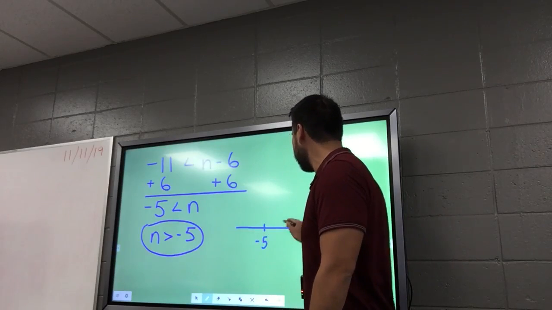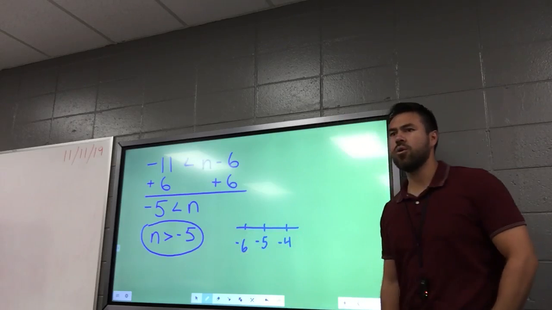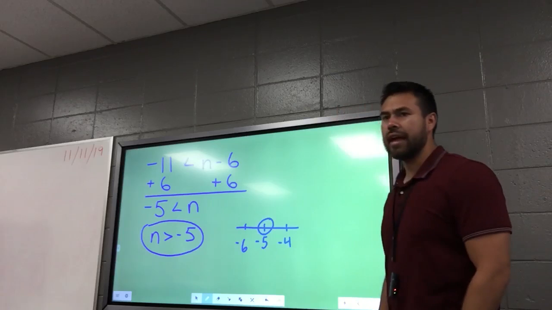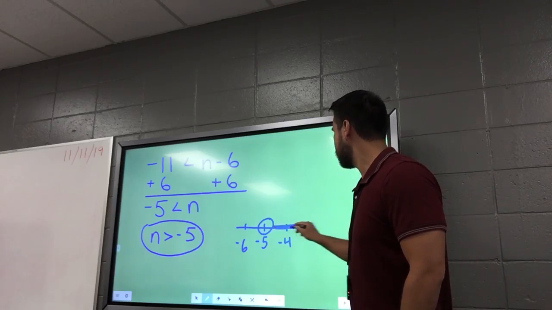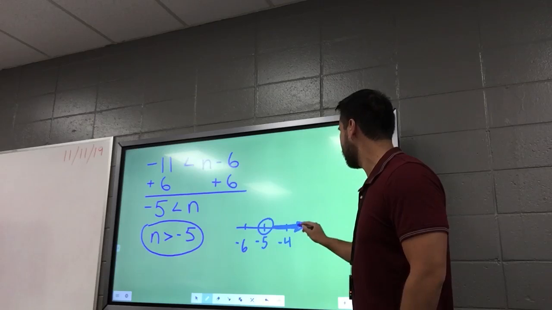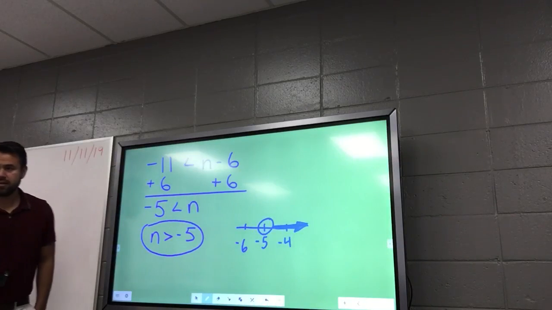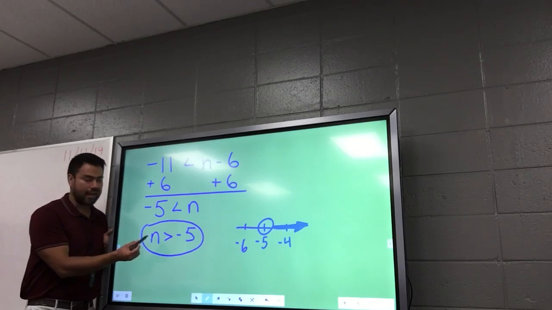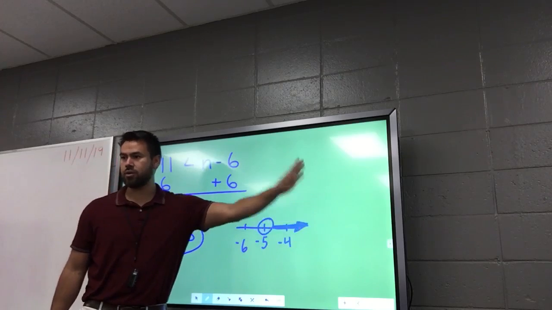So negative 5, don't forget you're talking about negatives, so negative 4, negative 6. What kind of circle, Marshall, goes on negative 5? Open circle. Line going where, Hannah? To the right. So yes, ma'am? When we're doing the graphs, we do the variable, not the number. Yeah, I would do the variable first. We're saying what can n be? n can be any number that's greater than negative 5. So it could be negative 4, negative 3, negative 2, 1, 2, all those numbers.